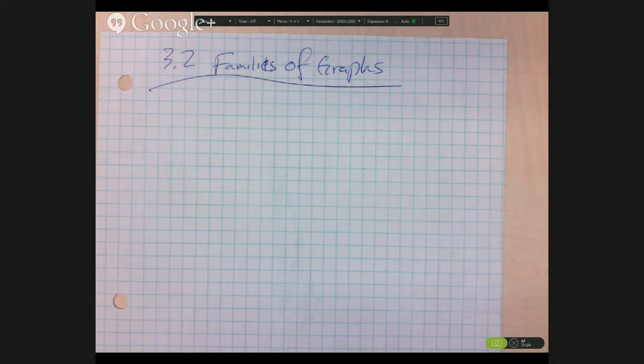Linear functions, quadratics, cubics, quartics, and quintics. Those are the polynomials from yesterday. We have the square root function, the absolute value, greatest integer, and rational. All of those graphs can be manipulated using transformations. So I'm going to go through a few examples just to show you what happens when we use those transformations with graphs.